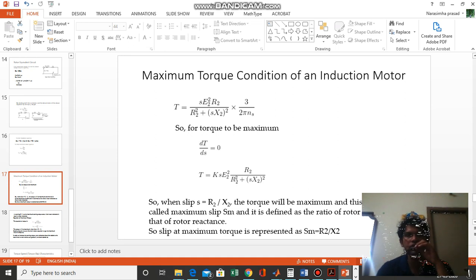If speed reduces, that is N_R reduces, then (N_S minus N_R) by N_S, that is the slip, increases. Slip increases means torque increases again. So what you observe here is that when the mechanical load increases, torque automatically increases. This is a continuous process: mechanical load increases, torque developed by the motor increases. So torque and slip are directly proportional here.